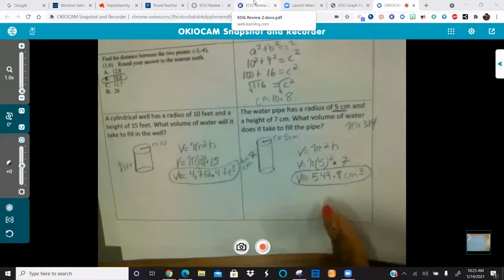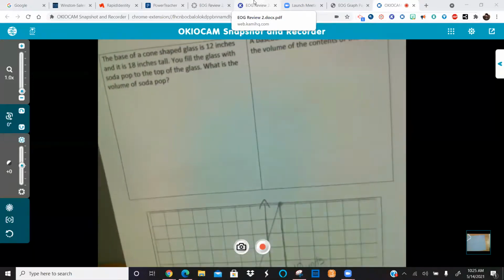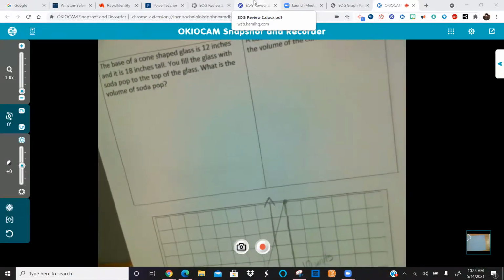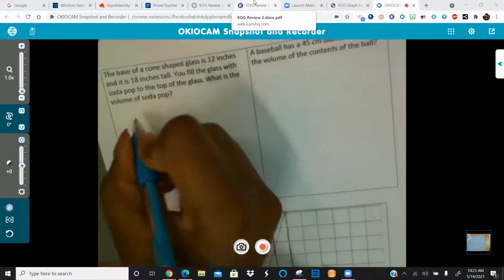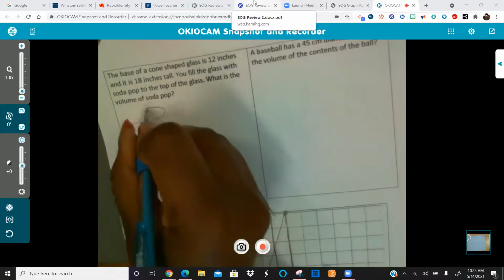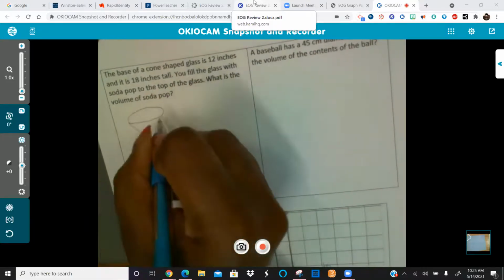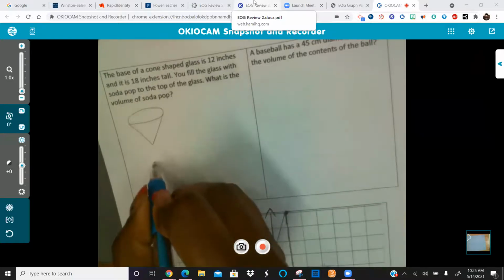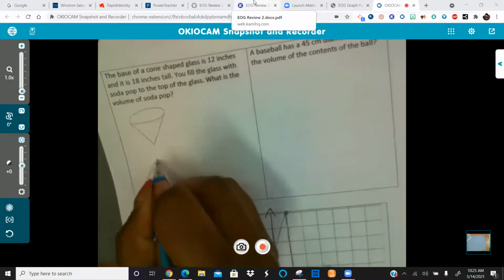All right, and the last two. It says the base of the cone shape. So a cone shape looks like this. You can draw it going this way, or you can draw it going this way.